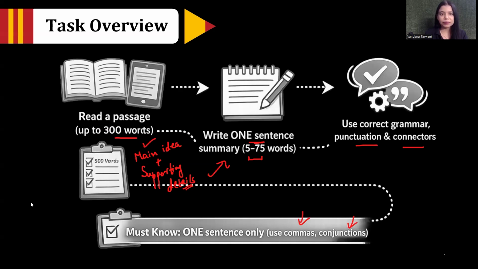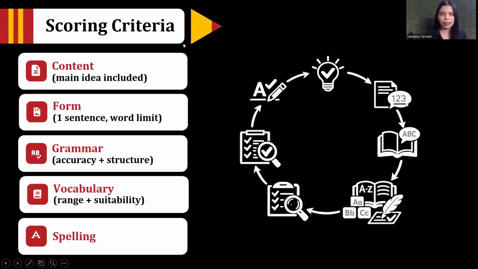Moving on, this is the scoring criteria. You will be scored on the content. So here, of course, the main idea is something that matters, but other than that, one problem that I see with students is they end up changing the meaning of the content. Please ensure that you are not changing the meaning of the text. And along with the main idea, you are including the supporting details. Do not ignore supporting details.